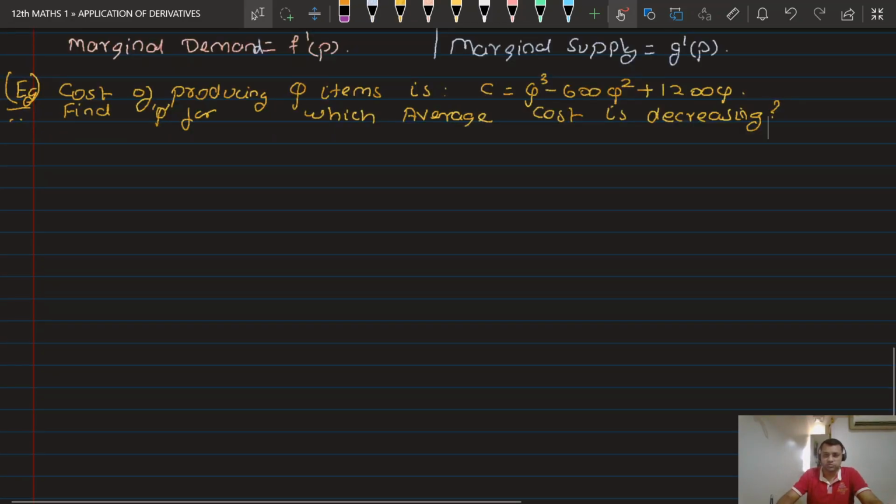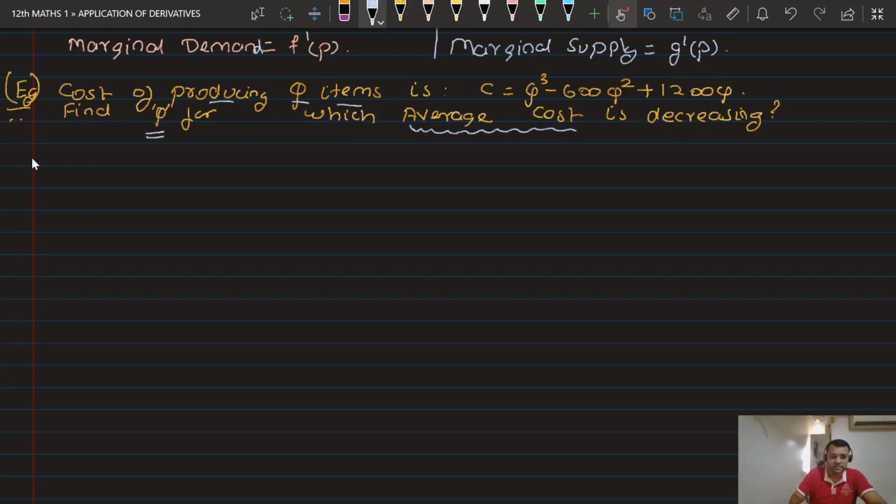The question tells you over here that the cost of producing q items is given by q cube minus 600 q square plus 1200 q. We need to find the value of q for which the average cost is decreasing. This C value over here is actually given to you as the total cost, because he is telling you producing q items. So just listen guys how we apply this concept over here.